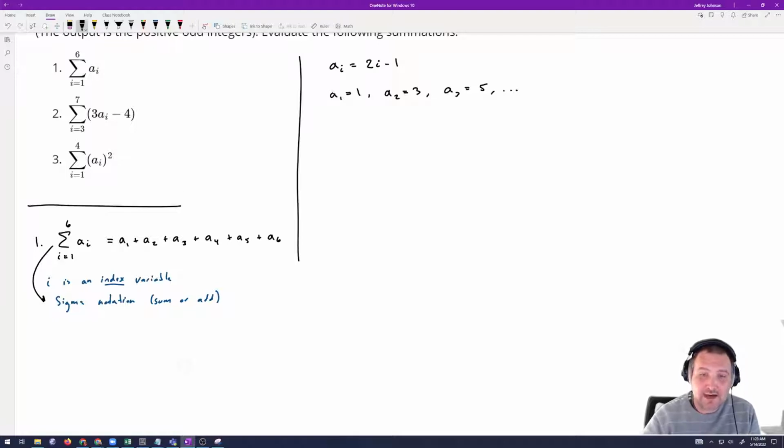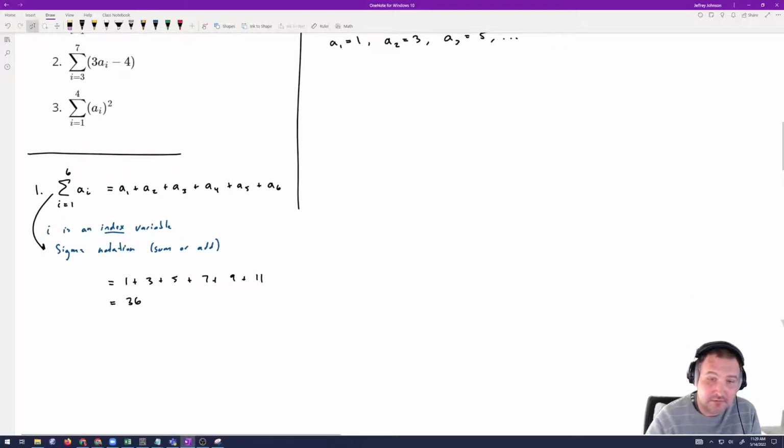Now, what is that? Well, we could do it the long hard way. We're going to have some formulas for this, but you just write down each thing. We know that this is 1 plus 3 plus 5 plus 7 plus 9 plus 11. Now, this is an arithmetic sequence, and there are nice ways to add something like this up. This is really just 12 plus 12 plus 12, which is 36. Okay, so that is a shorthand way to write a sum.